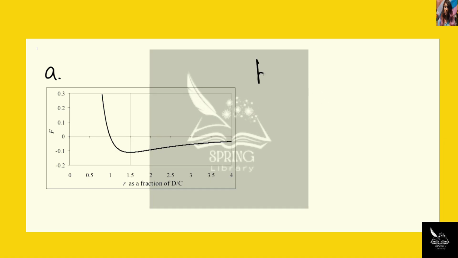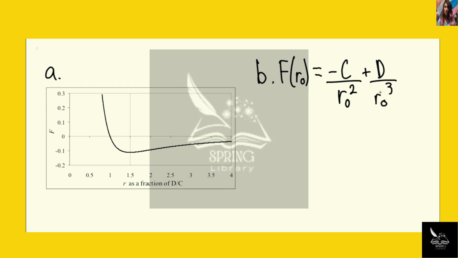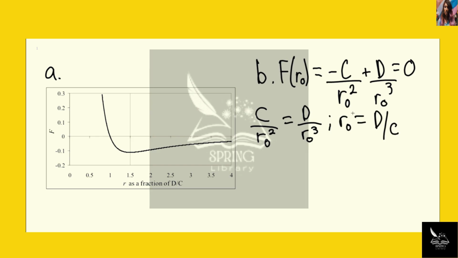So for part B, we can say that the force F(r0) equals negative c over r0 squared plus d over r0 cubed. At this point, we know that this is going to equal 0 because we want to find the equilibrium position. Therefore, c over r0 squared equals d over r0 cubed. And so essentially, the equilibrium position, r0, will equal d over c. So this would be our answer for part B.